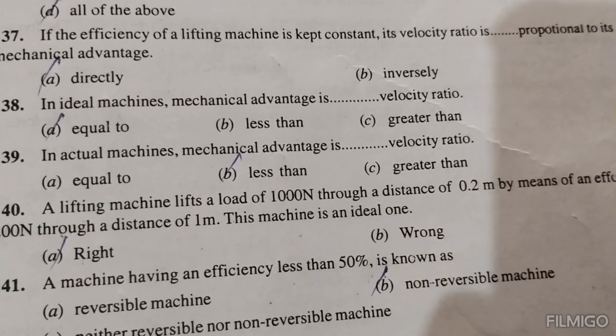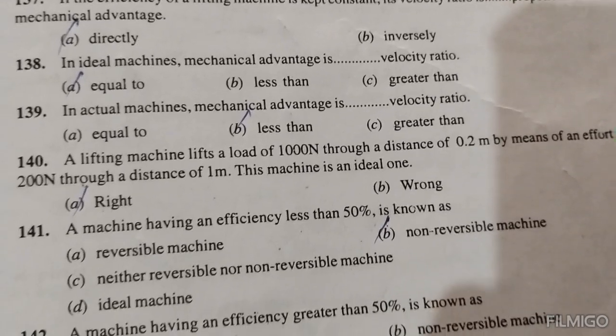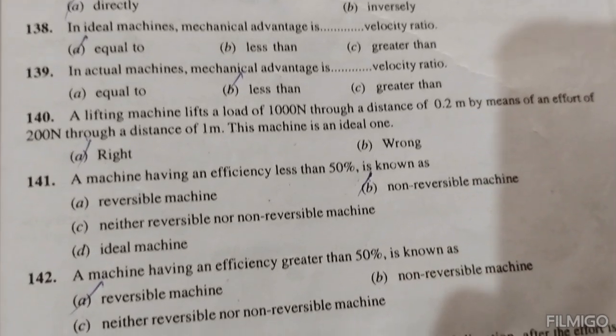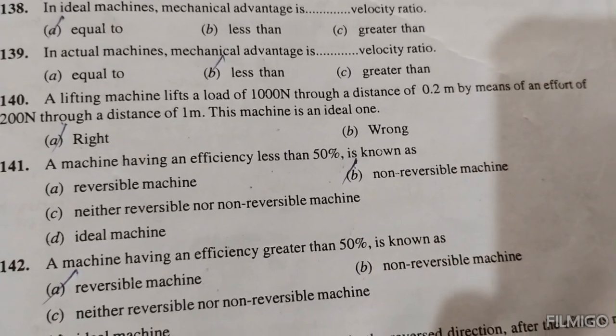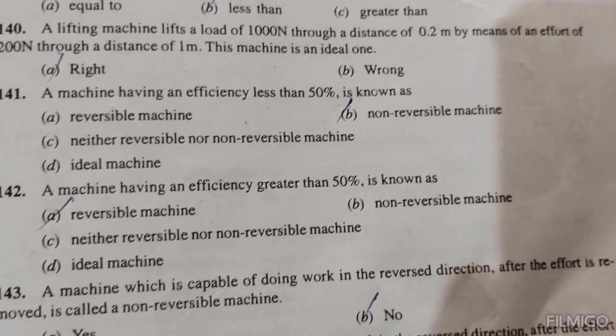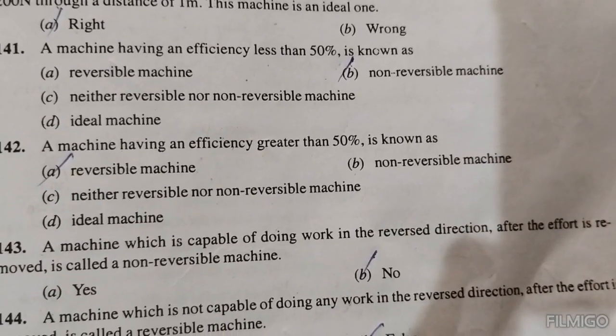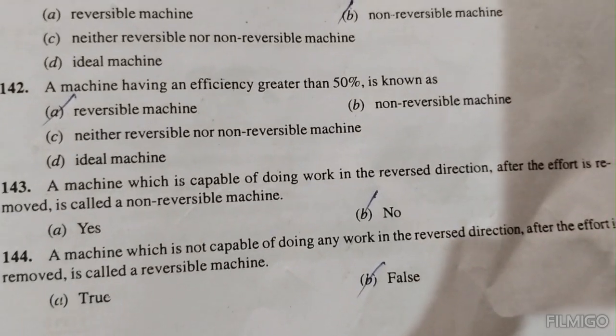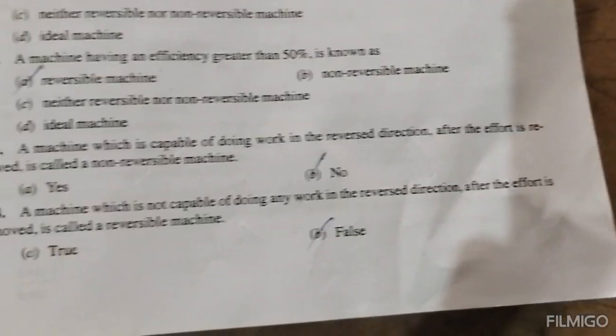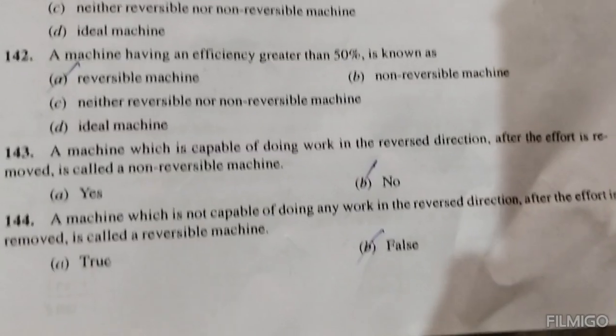In an actual machine, the mechanical advantage is less than the velocity ratio. A machine having efficiency of less than 50% is known as a non-reversible machine. A machine having efficiency of greater than 50% is known as a reversible machine. A machine which is capable of doing work in the reverse direction after the effort is removed is a reversible machine.